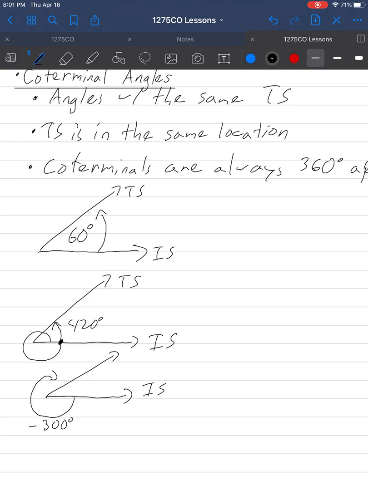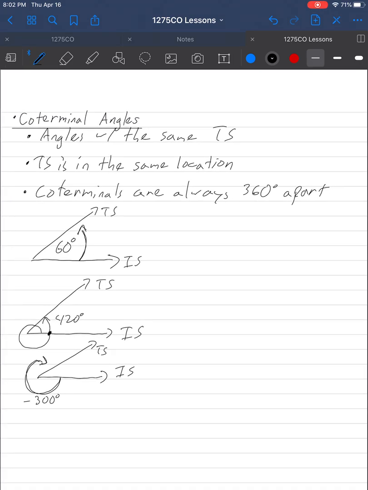Well, that means that it ended up in the same place as the 60-degree angle, right? Because if you move counterclockwise by 60 degrees, or if you move clockwise by negative 300 degrees, this terminal side ends up in exactly the same place, right? So the angles that have the same terminal side, again, remember the initial side always stays fixed. That means the terminal side is in the same location.